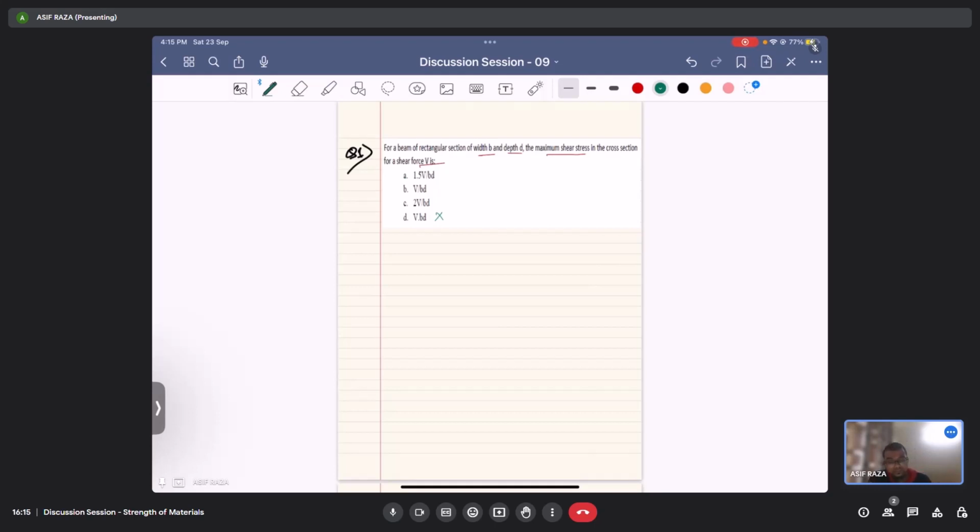If you remember, this is a rectangular cross section with B as the width and D as the depth, and the shear stress diagram for this case is parabolic. The maximum value, tau max, occurs at D by 2.